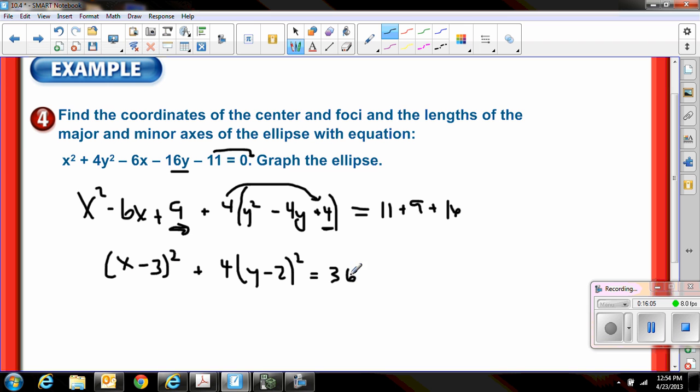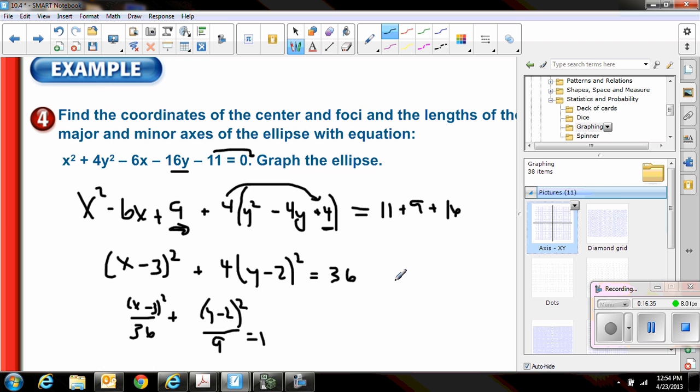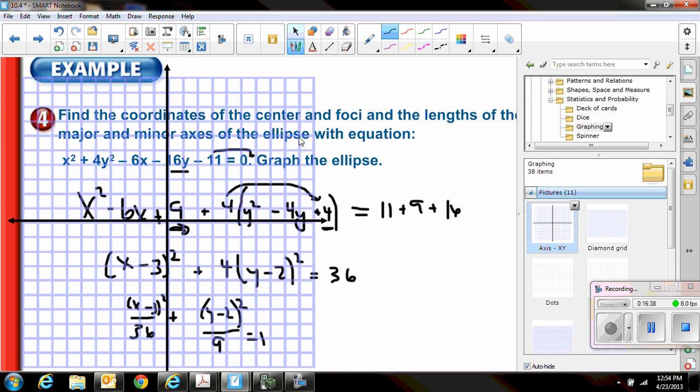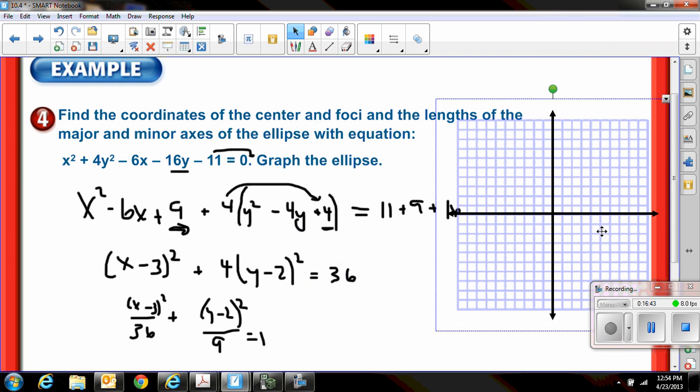The ellipse always has to be equal to 1, so I divide everything by 36, which means this is x minus 3 squared over 36 plus y minus 2 squared over 4 divided by 36 gives me a 9, equal to 1. And now we're ready to graph. Let me pull up my graph. Make this a little bit smaller so I have some room to work.